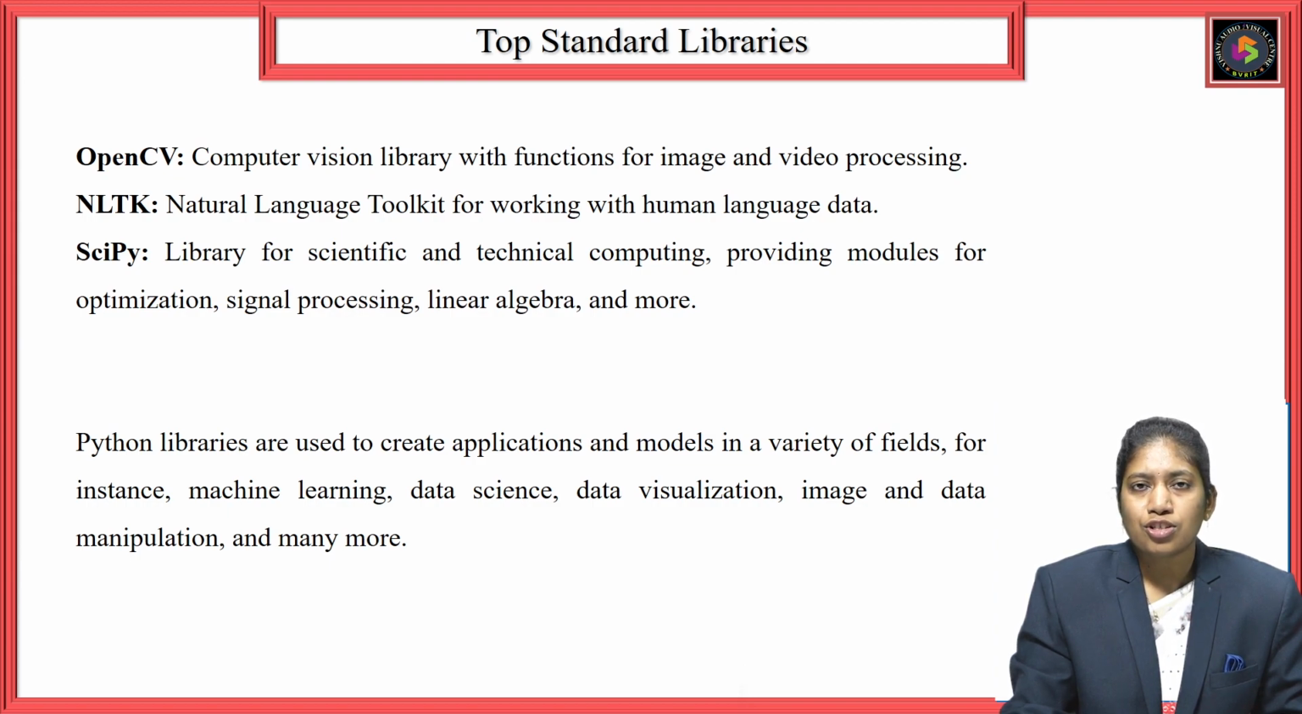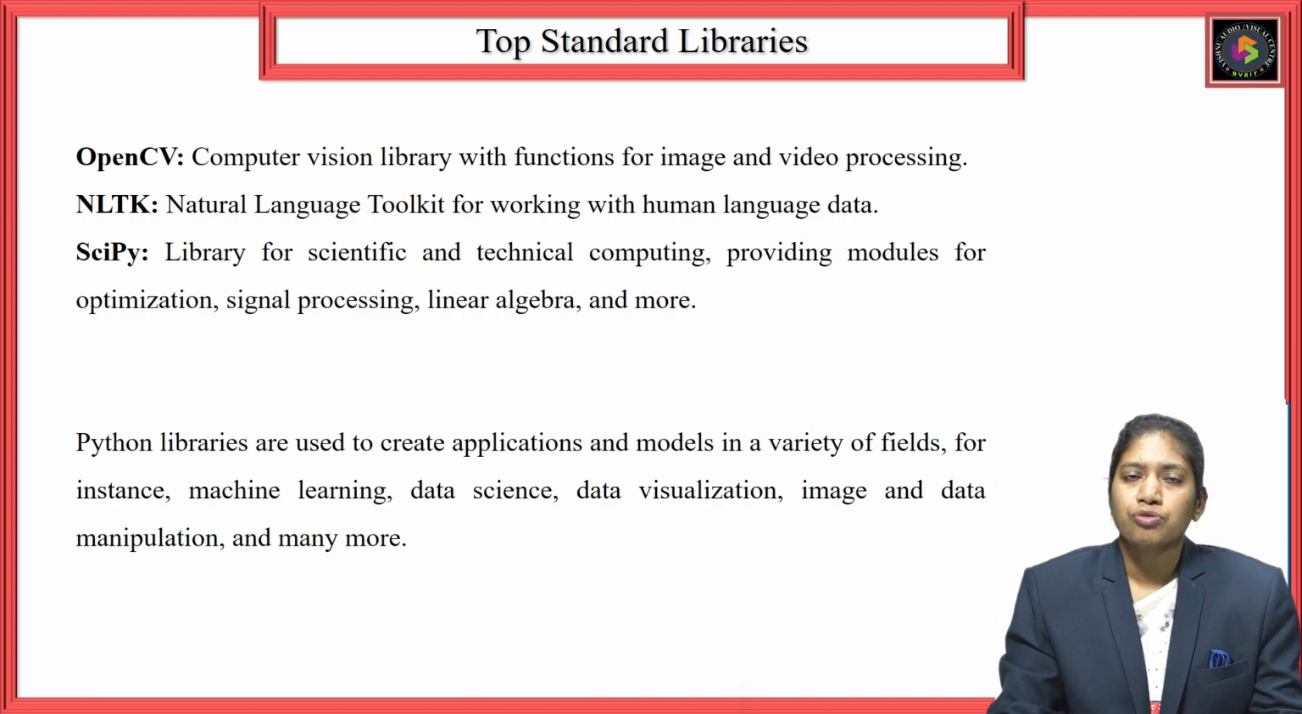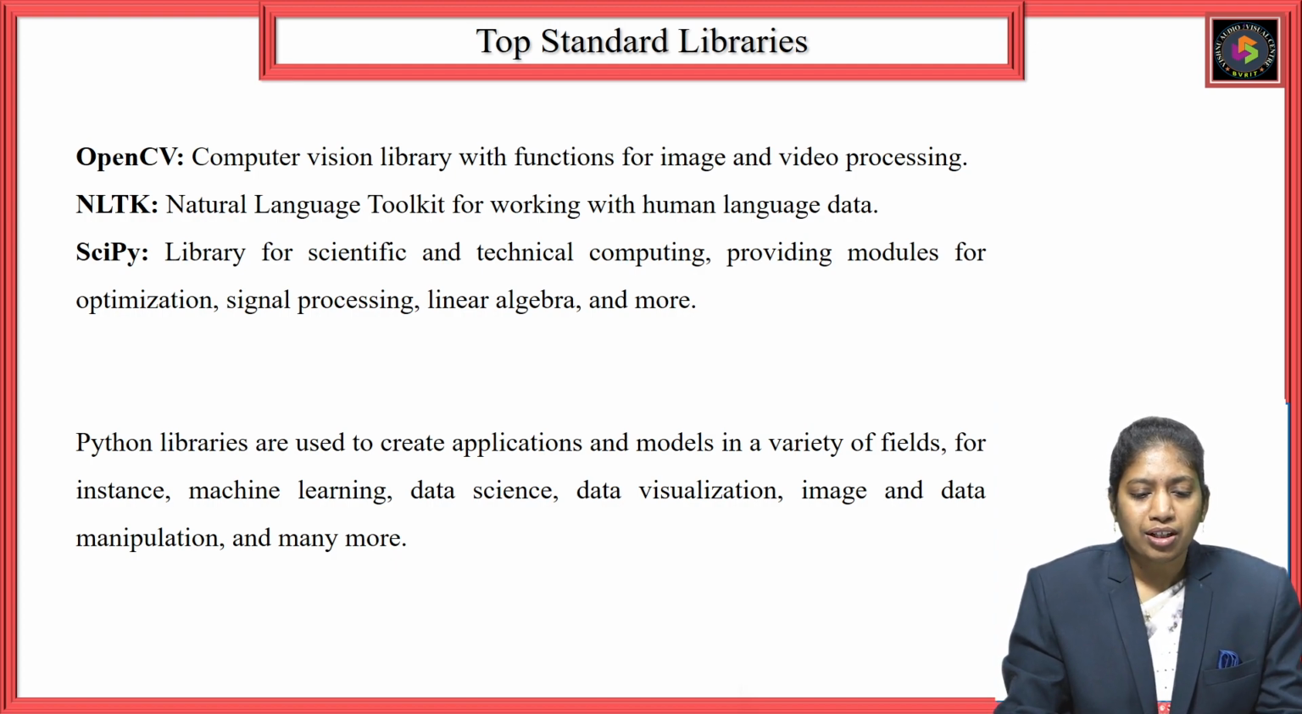NLTK is a natural language toolkit library for processing human language. For natural language processing, if you want to process natural languages like Telugu, English, Kannada, Tamil, Malayalam, the corresponding module functions are available in the NLTK library. We can import NLTK for NLP. SciPy is for scientific and technical computing, providing modules for signal processing, linear algebra, and optimization. This is a scientific library.